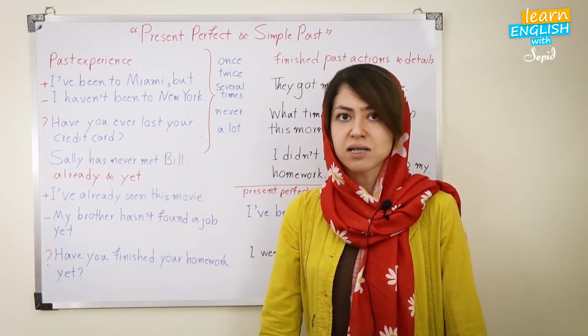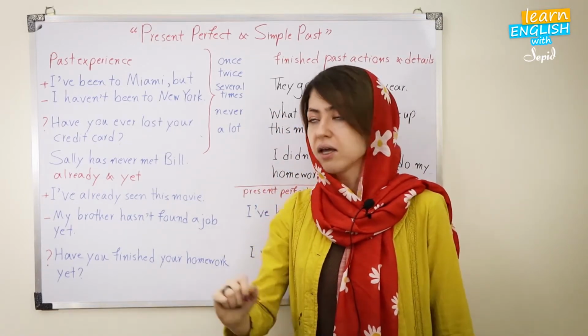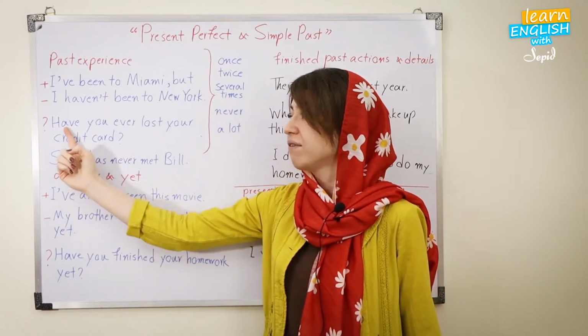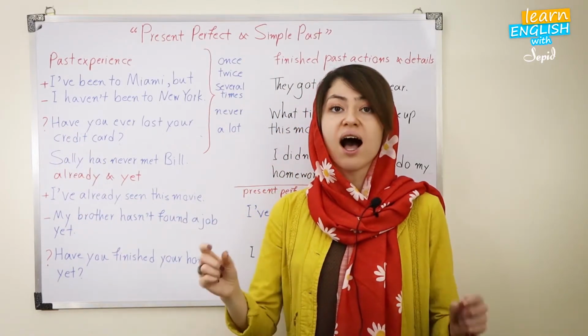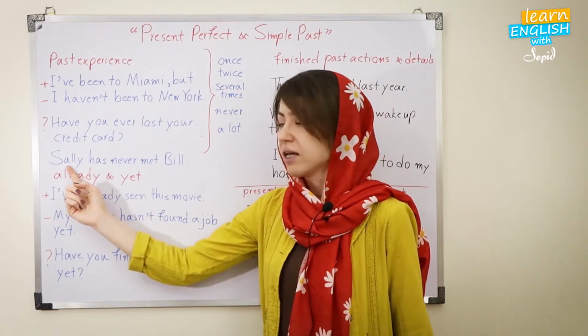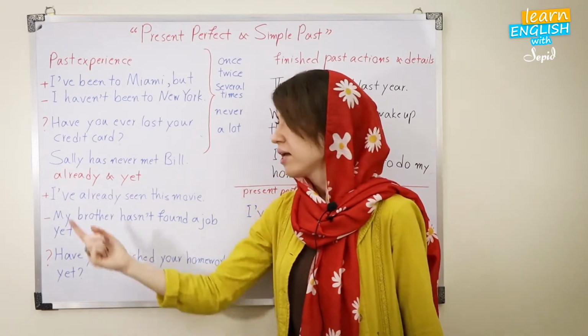Another point is that for she, he, it, okay, we use has instead of have. So the auxiliary verb for she, he, it is has. Sally, she, okay?